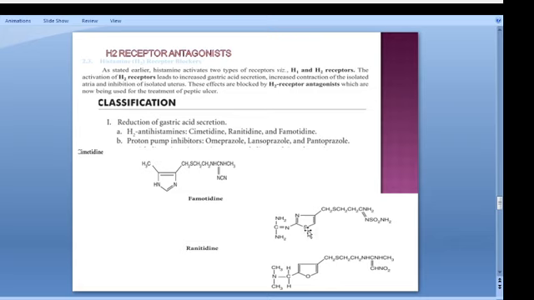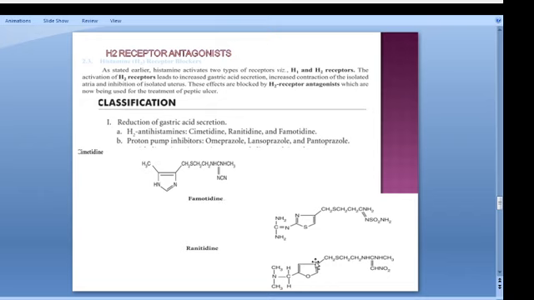And what about famotidine? What is the molecule? It is a thiazole derivative, and ranitidine is a furan derivative. Remember all these basic structures: cimetidine is the imidazole derivative, famotidine is the thiazole derivative, and ranitidine is the furan derivative. You always have to remember this, otherwise you will get confused.